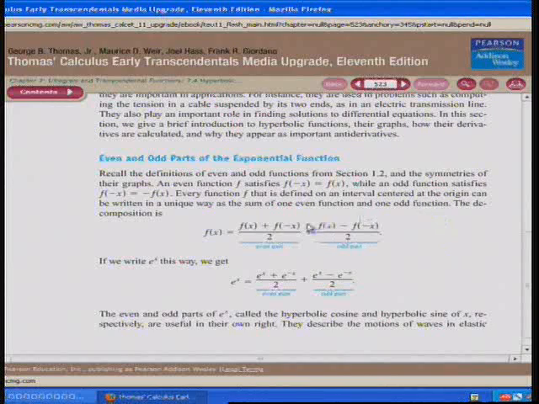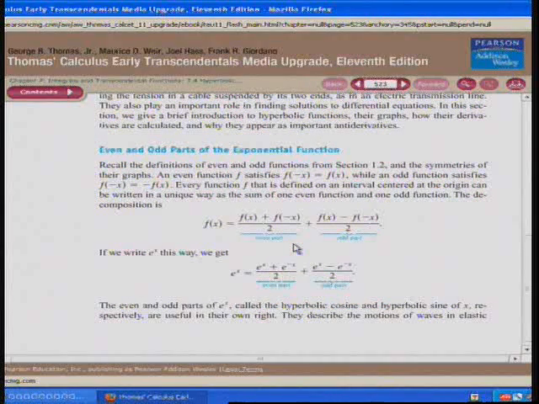Well, it turns out that every function that is defined on an interval centered at the origin can be written in a unique way as the sum of one even function and one odd function. Then they do the decomposition, which I'm not going to go into, but that's just interesting. So any function defined from negative infinity to positive infinity would be centered at the origin, and any of those functions can be written in terms of their even part and their odd part. So if you want to be crazy, you can express e to the x as (e to the x plus e to the negative x) divided by 2, plus (e to the x minus e to the negative x) divided by 2. That's its even part and its odd part.